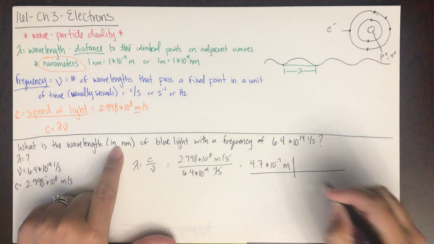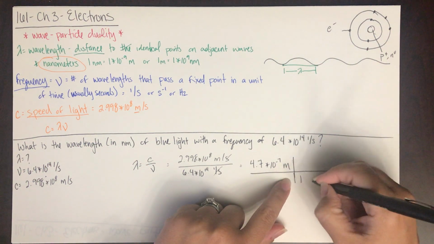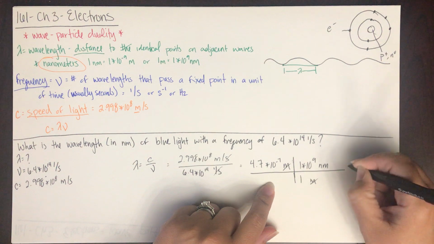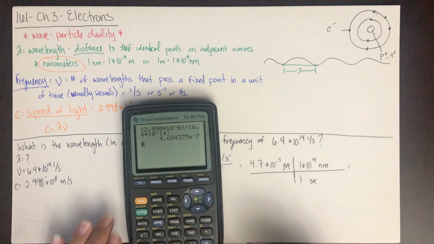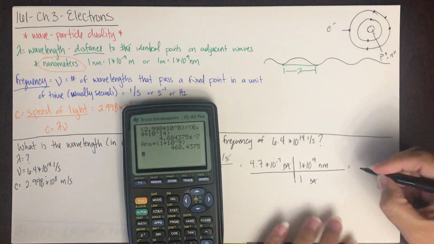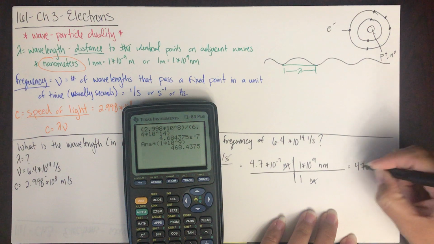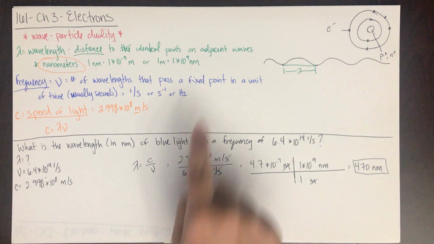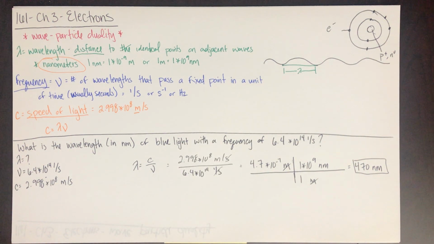So the next thing that we'll do is we'll convert meters to nanometers. I'm going to say 1 meter is the same as 1 times 10 to the 9th nanometers. Meters will cancel. Now I'm going to take my answer, multiply it by 1 times 10 to the 9th, and with two significant figures, I get 470 nanometers. So that would be my answer. That is the wavelength for a wave that has a frequency of 6.4 times 10 to the 14th. So that's an example of using wavelength and frequency and speed of light. Let's look at one more example.